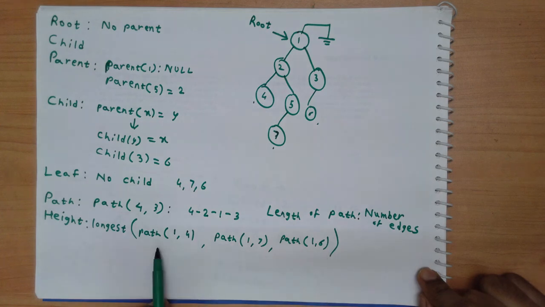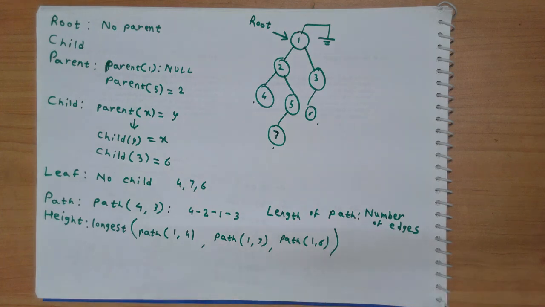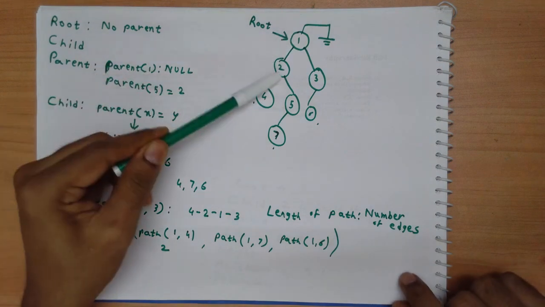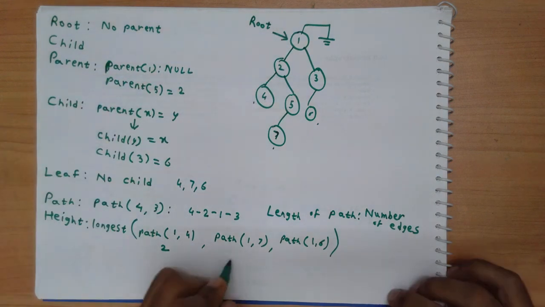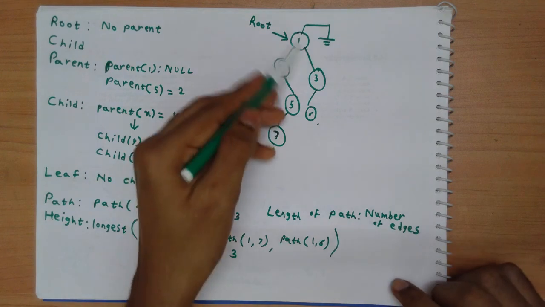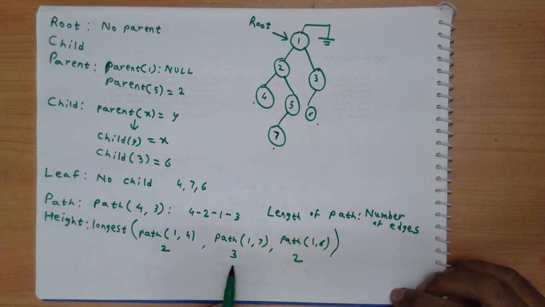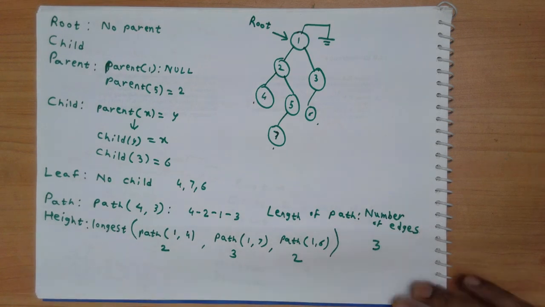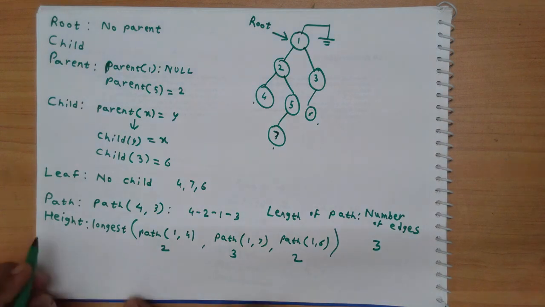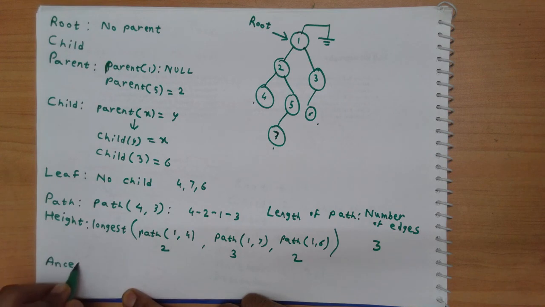So let's compute the length of each path. So what is the length of path 1 to 4? It involves 1 and 2 edges. So this is 2 edges. 1 to 7 involves 1, 2 and 3 edges. So this is 3 edges. And 1 to 6 involves 1 and 2 edges. So out of these we have to pick up the longest, which is 3. So height of the tree is 3. Okay. And now we will define what is an ancestor, and then we will also define what is descendant.